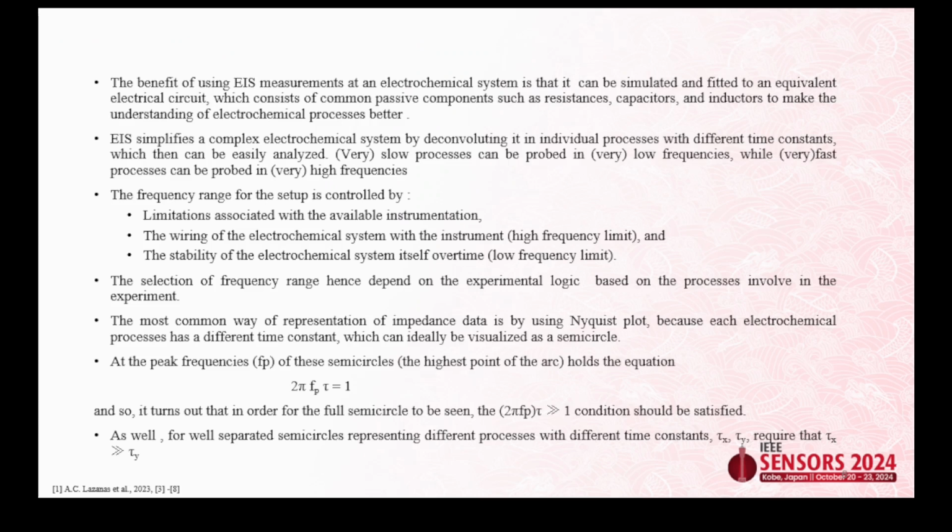And if we think that there will be a semicircular graph, in that case the first process time constant should be greater than the second process time constant. So these are the important parameters.